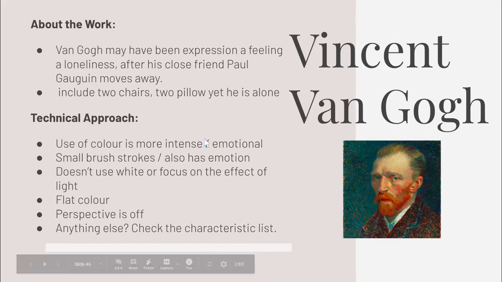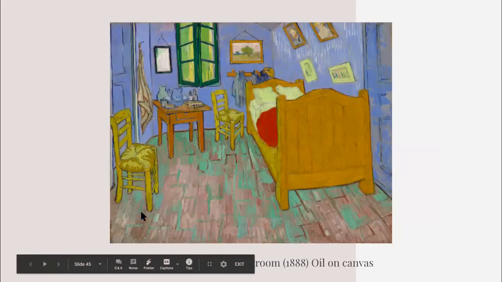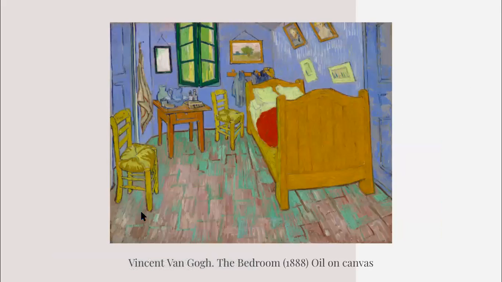Small brushstrokes, also has emotion. Doesn't use white or focus on the effect of light. There's a lot of flat color. Perspective is off. Okay, so if we look at this painting, if you guys have ever done 1-point perspective drawings or 2-point perspective drawings, you know that this is not entirely accurate. But of course with Van Gogh, that was never his intention.